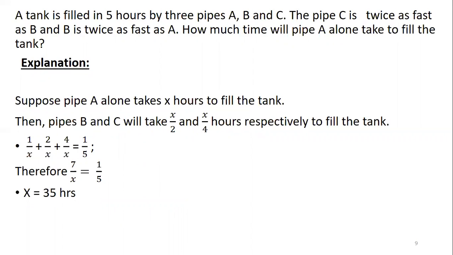A tank is filled in 5 hours by 3 pipes A, B and C. The pipe C is twice as fast as B and B is twice as fast as A. So the efficiency ratio of A to B to C is 1:2:4. So now say for example, A takes X hours to fill the tank, then B takes X by 2 hours to complete the tank. Similarly, C takes X by 4 hours to complete the tank. Here it's given in hours, so we will take X hours, X by 2 hours and X by 4 hours respectively.